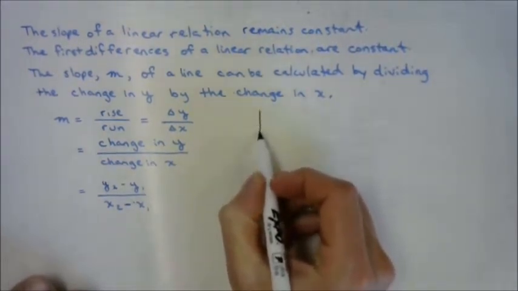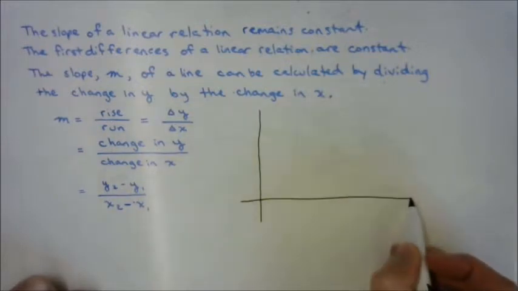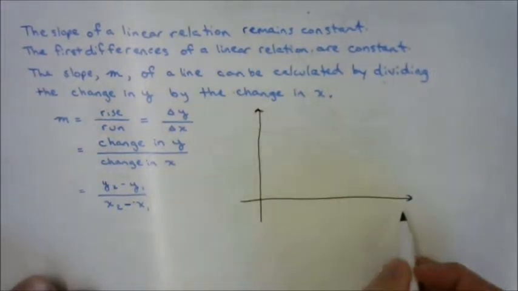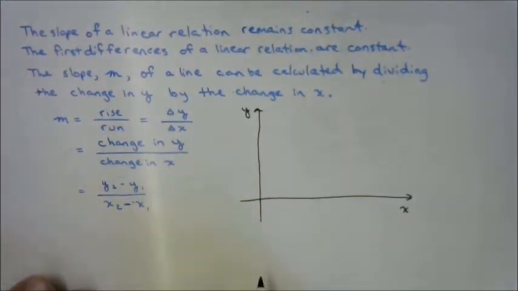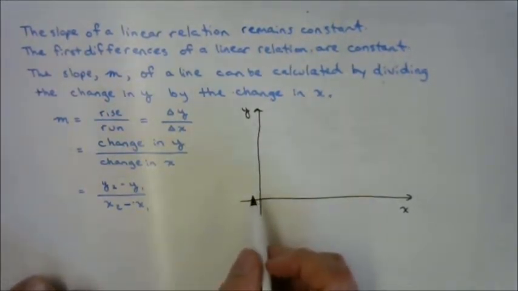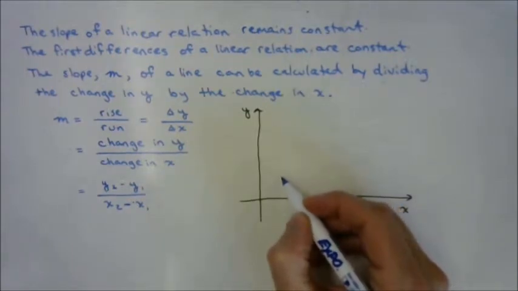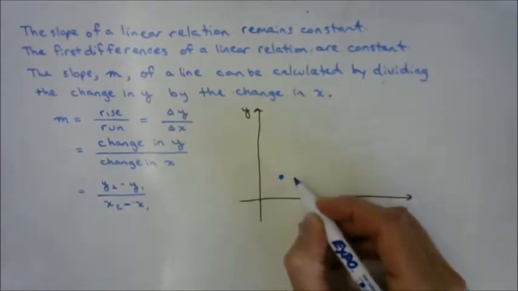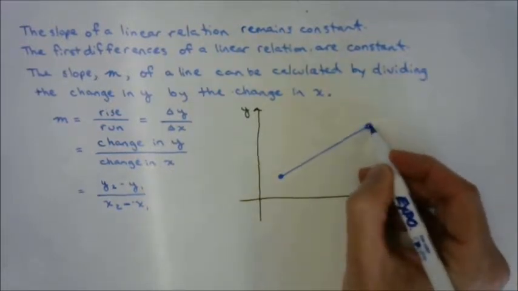Just draw your y-axis and a horizontal x-axis, and we'll label those x and y. It doesn't really matter what the numbers on the side are, so let's not write any numbers on the side. Let's draw a line segment from here to here.